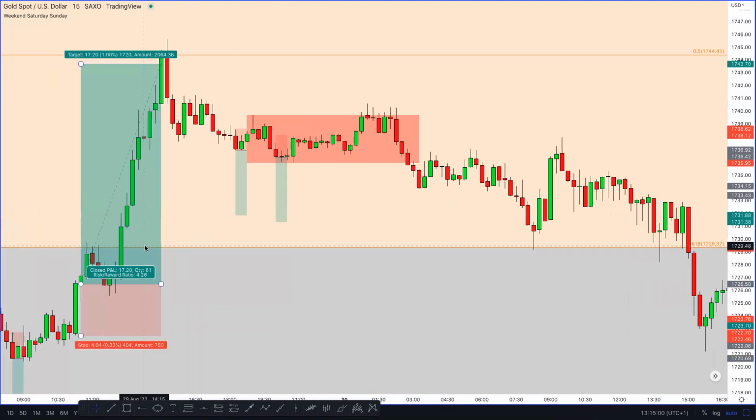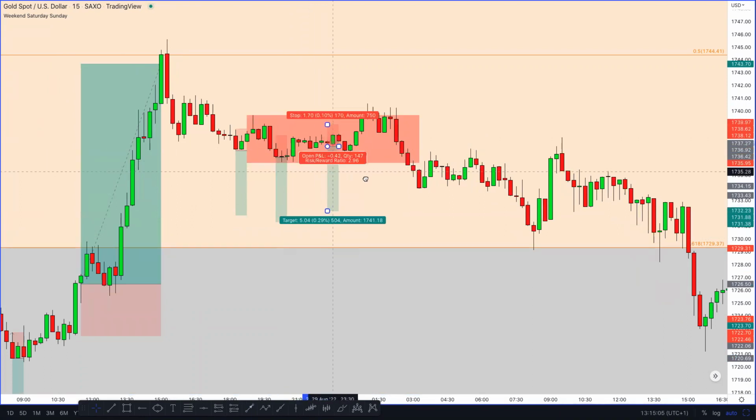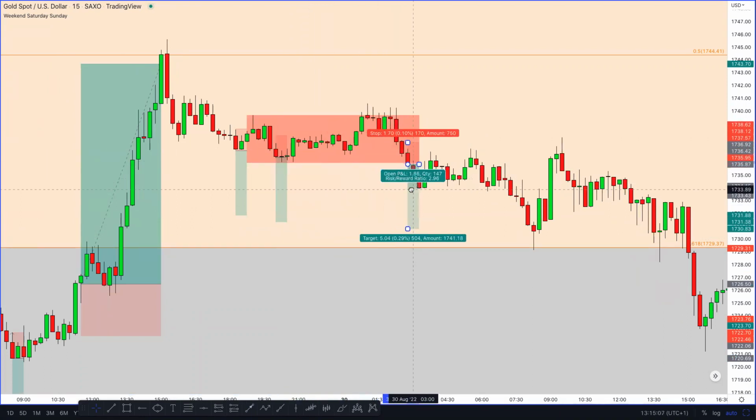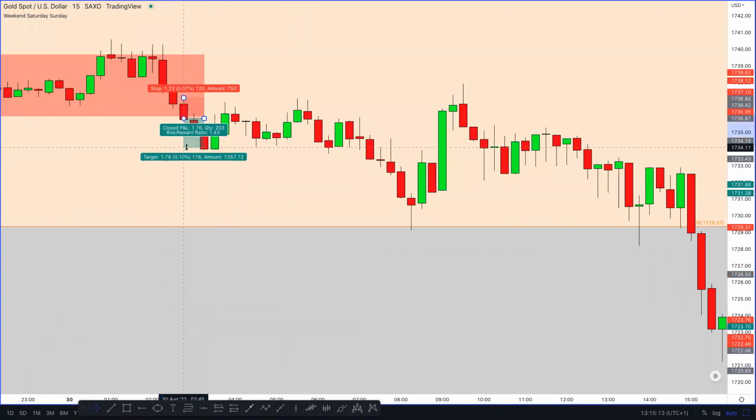So let's go to the sell trade. Let's just clone this, make this here. And we would have entered here with our stop loss above this candle, looking for our 25 pips.